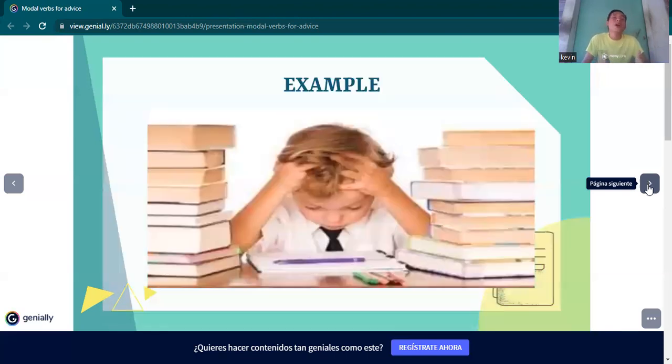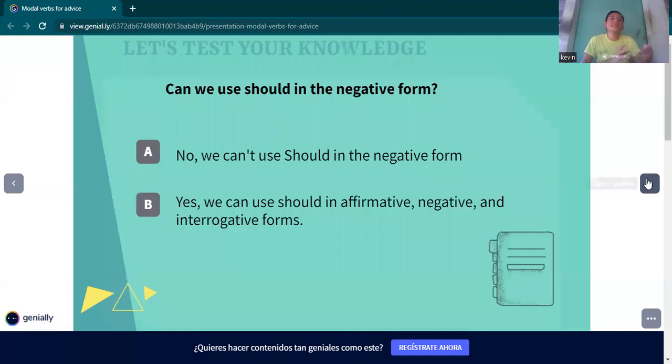Okay, now in this example, we are going to use the modal verb ought to. This boy has been playing with his friends in the afternoon, but he has a lot of homework assignments. So my advice for him is, you should do your homework first before going to play with your friends. Now let's test your knowledge.